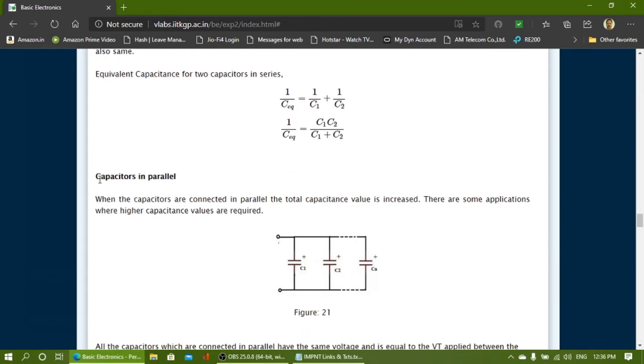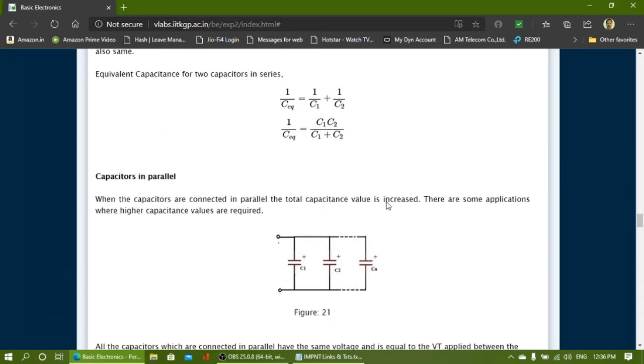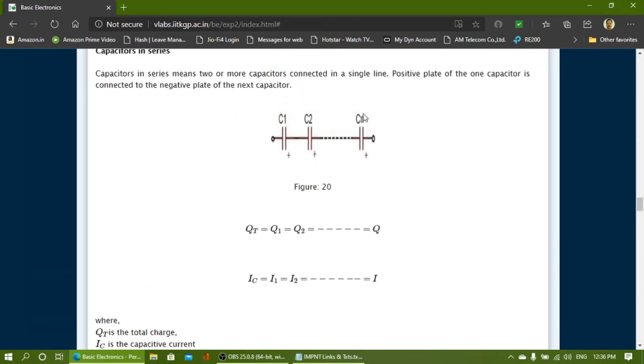And this is the topology where capacitors are connected in parallel. When capacitors are connected in parallel, the total capacitance value is increased. That means when capacitors are connected in series, your effective capacitance value will be less than the least value of this network.